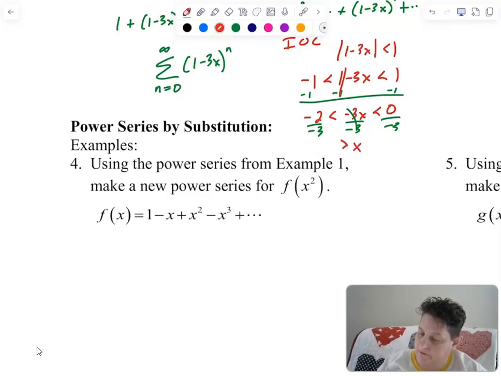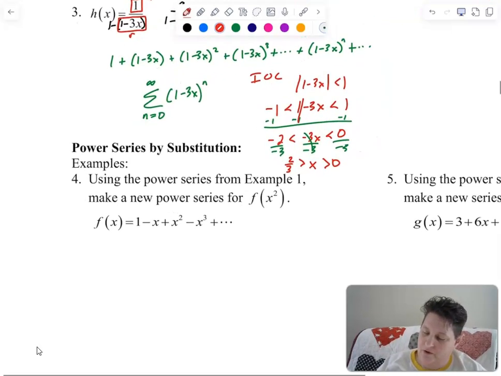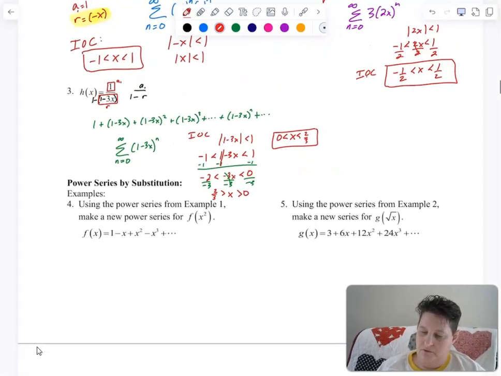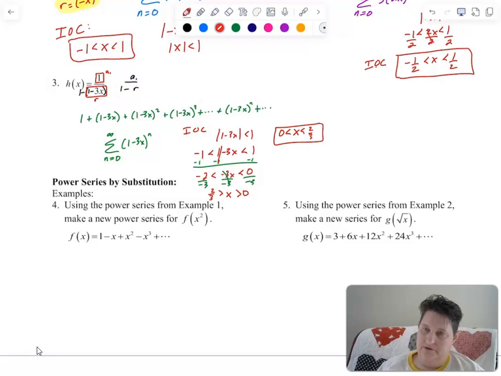So it goes 2/3 is bigger than x is bigger than 0. You can leave it like that. I just think it looks a little funny, so I'm going to rewrite it. That's my interval of convergence. So this will converge if x is between 0 and 2/3.